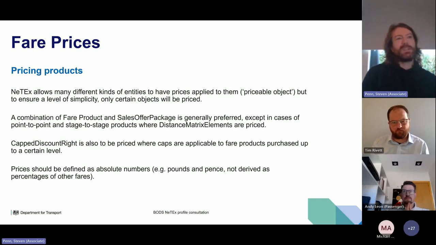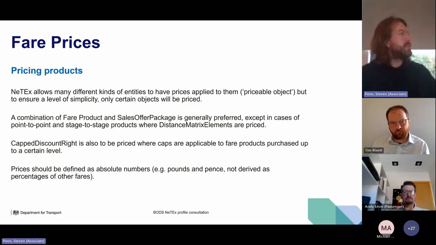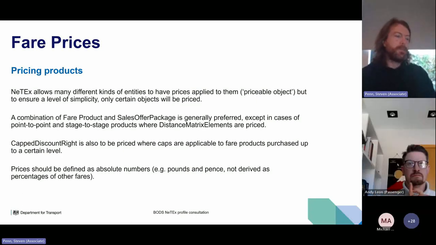The main exception we expect to see of that is, again, going back to fair triangles and point-to-point singles and zone-to-zone singles, we're going to expect to see difference matrix elements, which should be priced separately. As I said, also, there is the cap discount right, which sits within the product, but is not a product. Obviously, a cap doesn't give you any right to travel. It's just a cut-off point beyond which you won't be charged anymore for traveling. But these also need to be priced in the fair price frame, and that's defined in the BODS NeTEx profile.